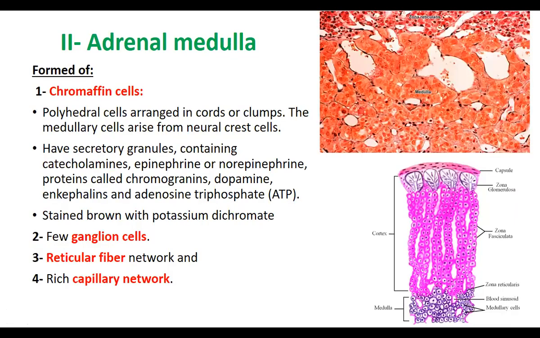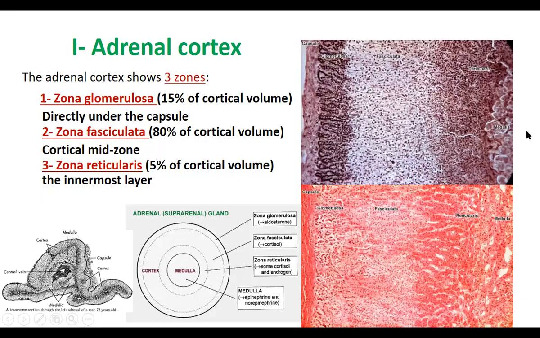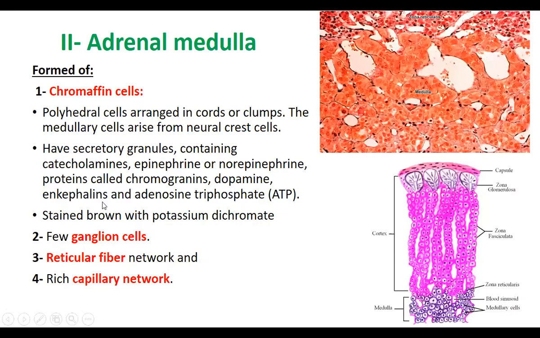Okay. So now coming to the medullary part. So here is the medulla. It is typical because it is made up of some special cells called the chromaffin cells. These can be seen only with special staining. Here, you can see the special staining of the medulla, where you can see the chromaffin cells. This is how it looks.